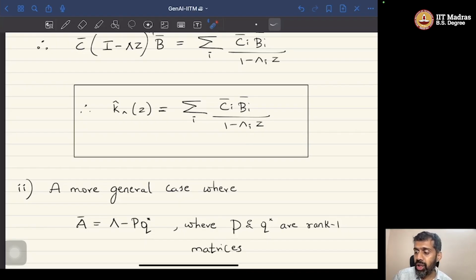That's easy to do. This is the key observation: if a particular structure is imposed on the A matrix or A bar matrix that appears in the state space models, then computing this particular kernel in the frequency domain using the truncated generating function will become very easy.